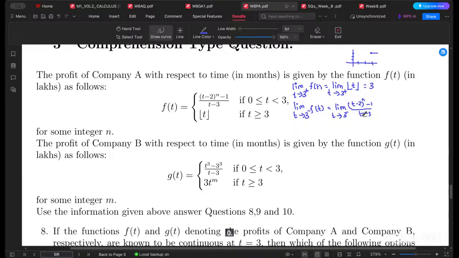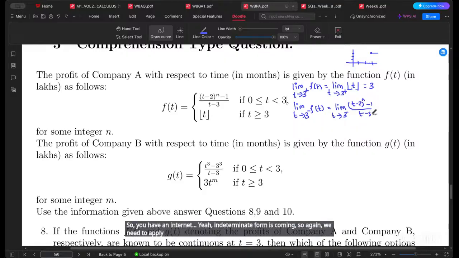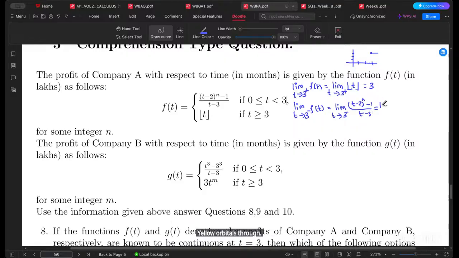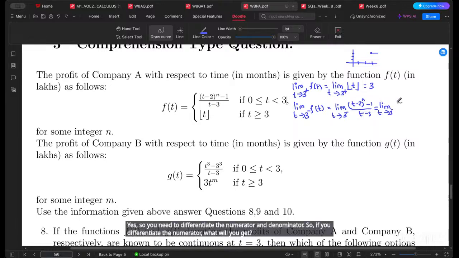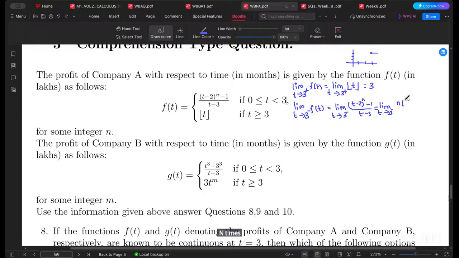Denominator, when you apply t equal to 3, is again 0. So you have 0 by 0, an indeterminate form. So again we need to apply L'Hopital. You need to differentiate the numerator and denominator. If you differentiate the numerator, what will you get? n times (t minus 2) to the power n minus 1. The other part will become 0 and the denominator will simply become 1.